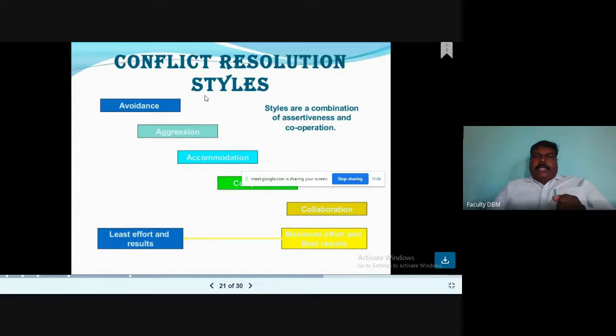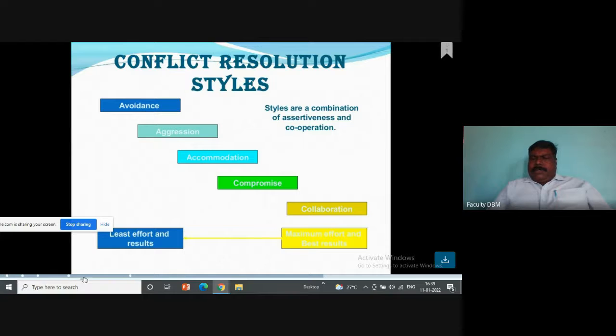So conflict resolution styles we have: avoidance, aggression, accommodation, compromise, collaboration. Here, with avoidance you are going to get less effort and result, and slowly it is moving towards maximum effort and best result, that is collaboration: compromise, accommodation, aggression, avoidance. At times, if you are going to avoid, it means let the time resolve. Aggression, try to involve in it. Accommodation, you get accommodated in that. Then compromise and collaboration. These are the styles of resolution.